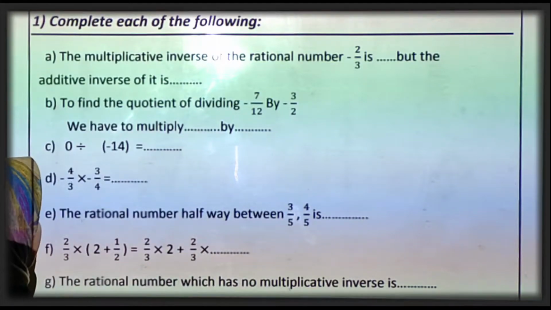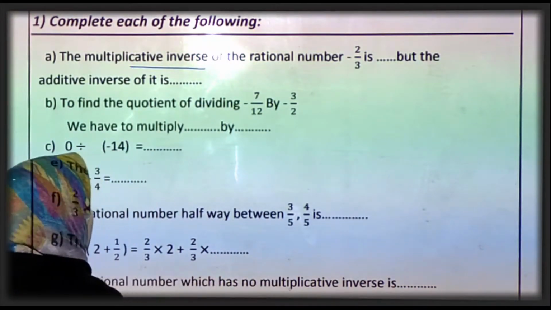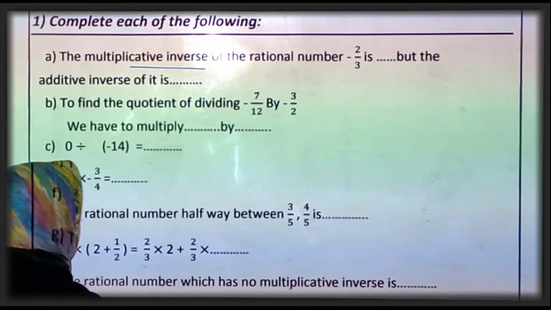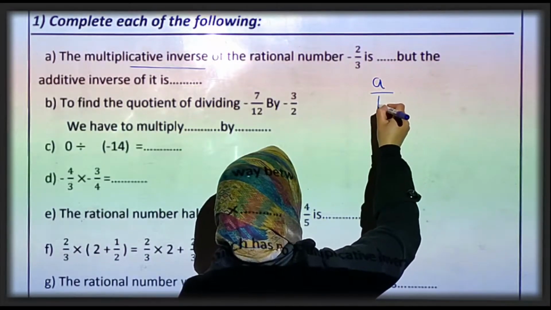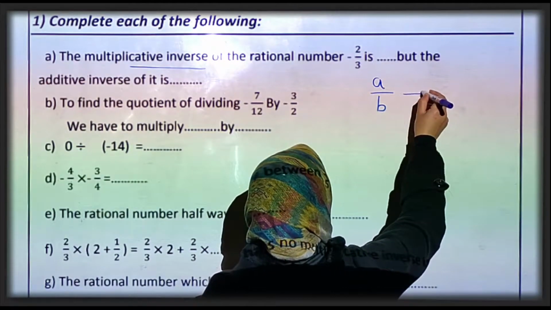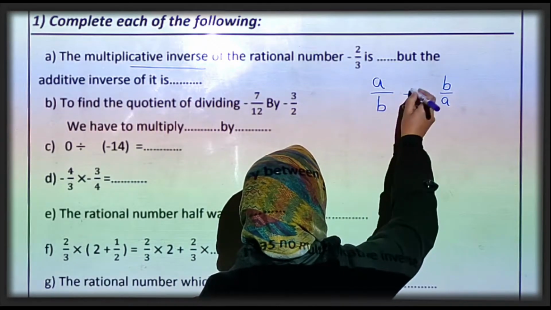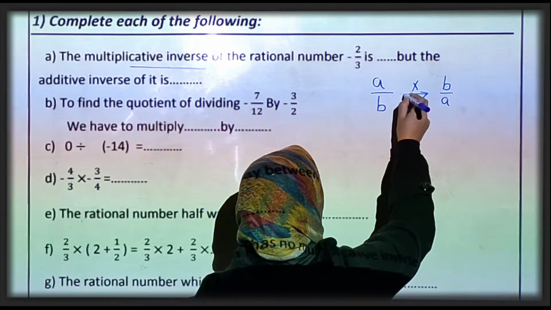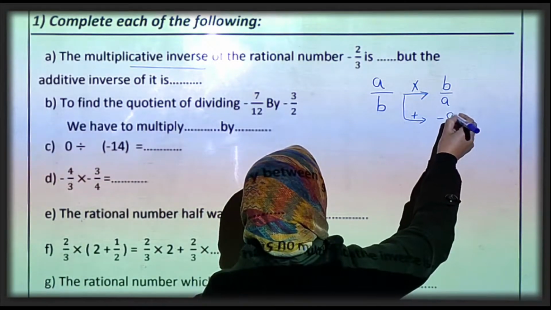The multiplicative inverse of a rational number, -2/3, is what? But the additive inverse of it is what? To find the multiplicative inverse of any rational number a/b, we exchange its numerator with its denominator. This is the multiplicative inverse. To find its additive inverse, we change the sign only.